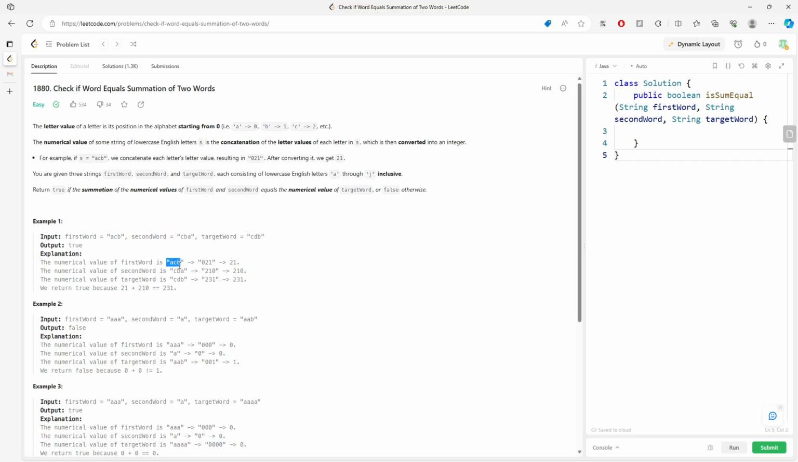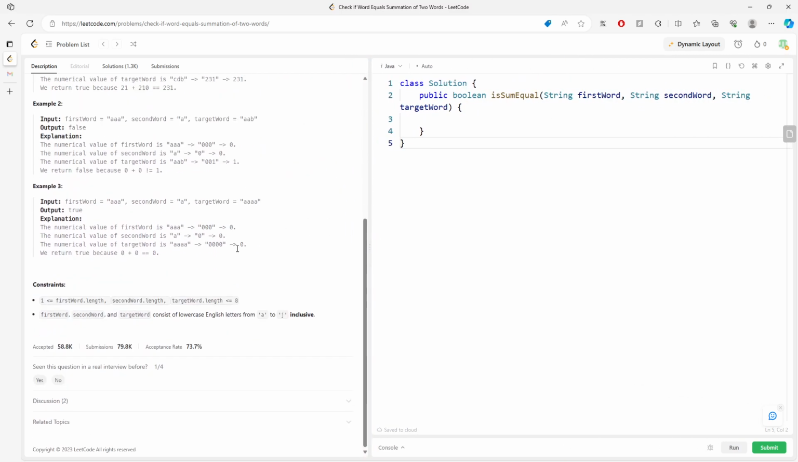ACB is going to be represented by ASCII table offsets 0, 2, 1, and it becomes 021, which is 21. CBA equals 2, 1, 0. You add these values together and you get 231. So the idea is pretty straightforward: you convert all of the letters. Let's look at the constraint. The constraint is letters from A to J, in lowercase, right?